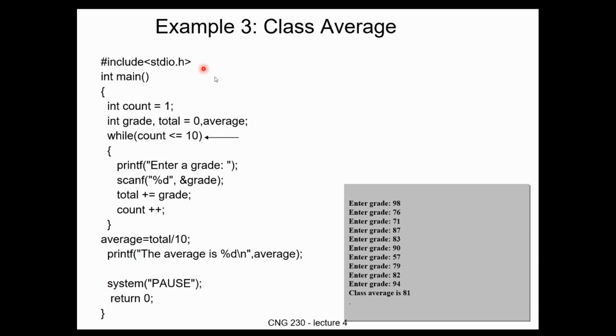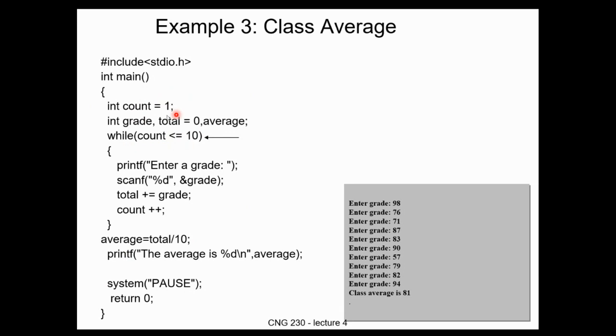Let's tackle it from the beginning. First, I define count as an integer, which is equal to 1. You may ask me why this is equal to 1. In the while loop, we define the upper limit to be equal to 10. So if this is an integer and it starts with 1, we will have 1, 2, 3, and we count until 10. So 10 number of students.